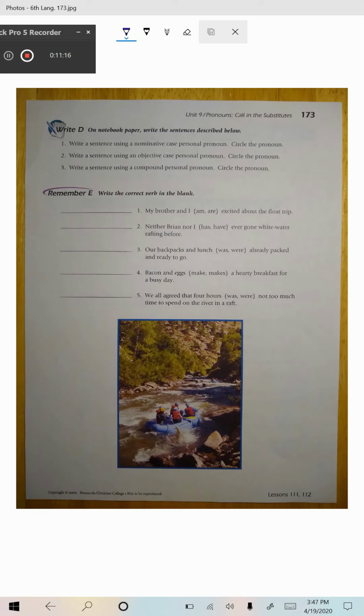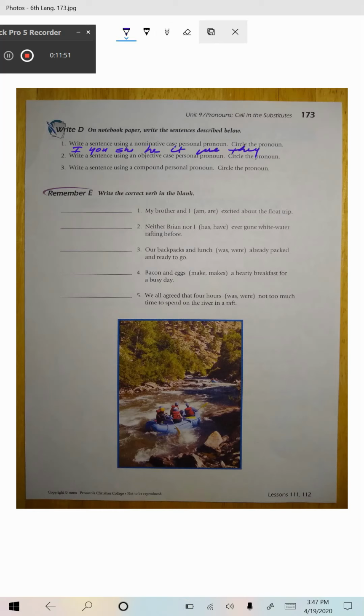Okay. So write a sentence with a nominative case pronoun and circle your pronoun. So let's review the nominative case pronouns. It's I, you, he, she. Oops, I said he and wrote she. He, she, it. And then we. You can also, you is plural. I won't write it though. And they. So write a sentence using that.